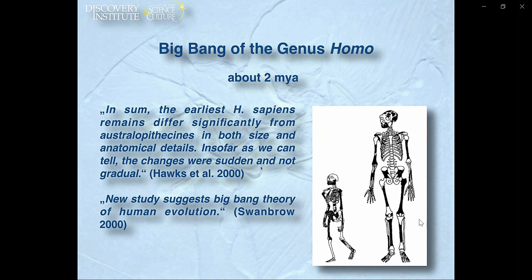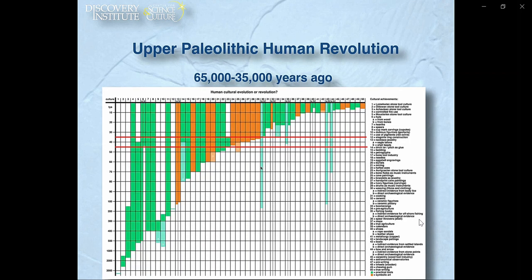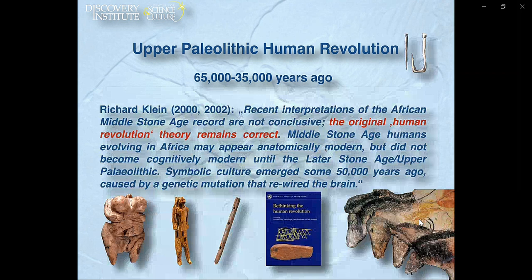So that is not stuff that creationists say or intelligent design proponents say. That is the result from modern paleontology research. And even the origin of our culture is not gradual. It is called the Upper Paleolithic Human Revolution because in a short window of time in the Upper Paleolithic, you find all the different behaviors which point to symbolic thinking, like carving of ivory, cave paintings, and so on. So again, not a gradual transition.